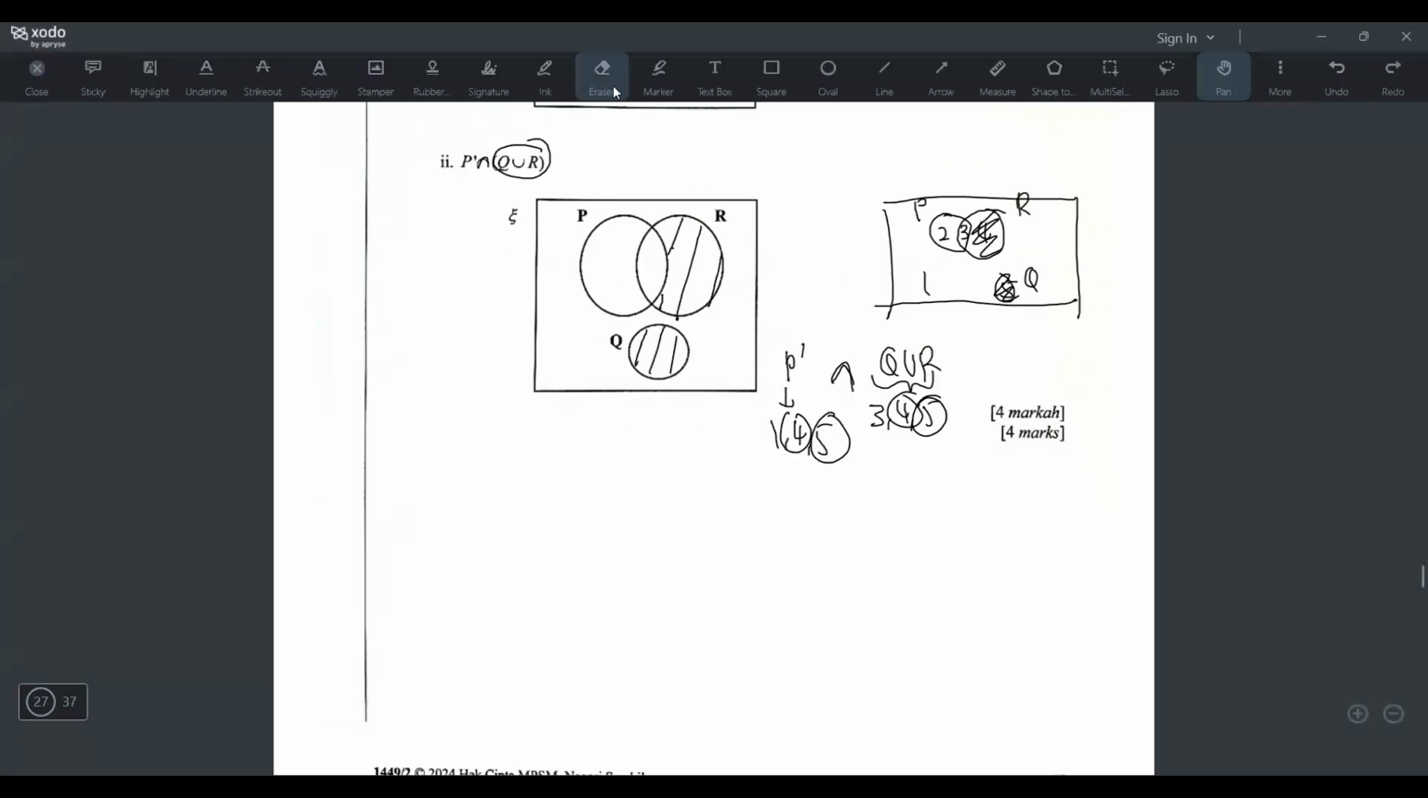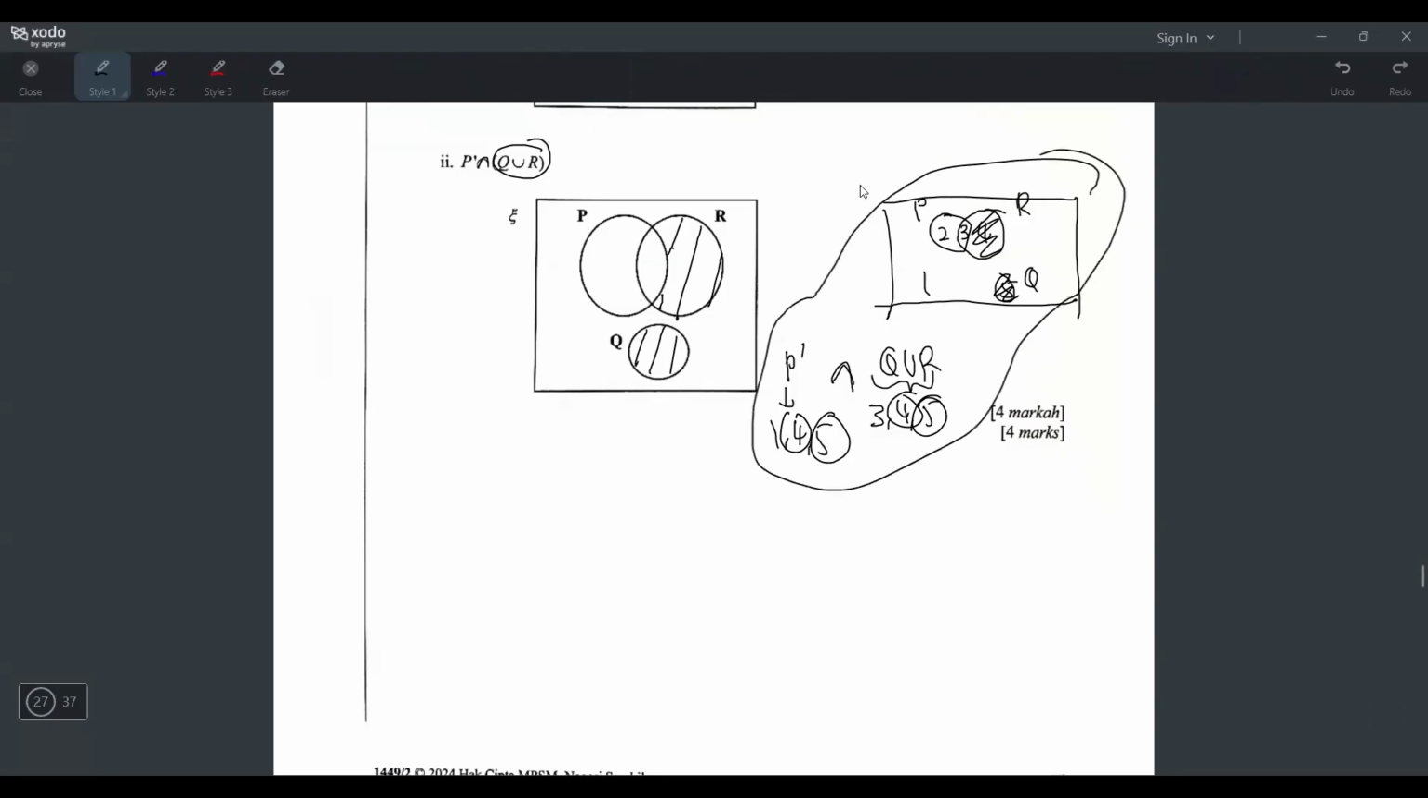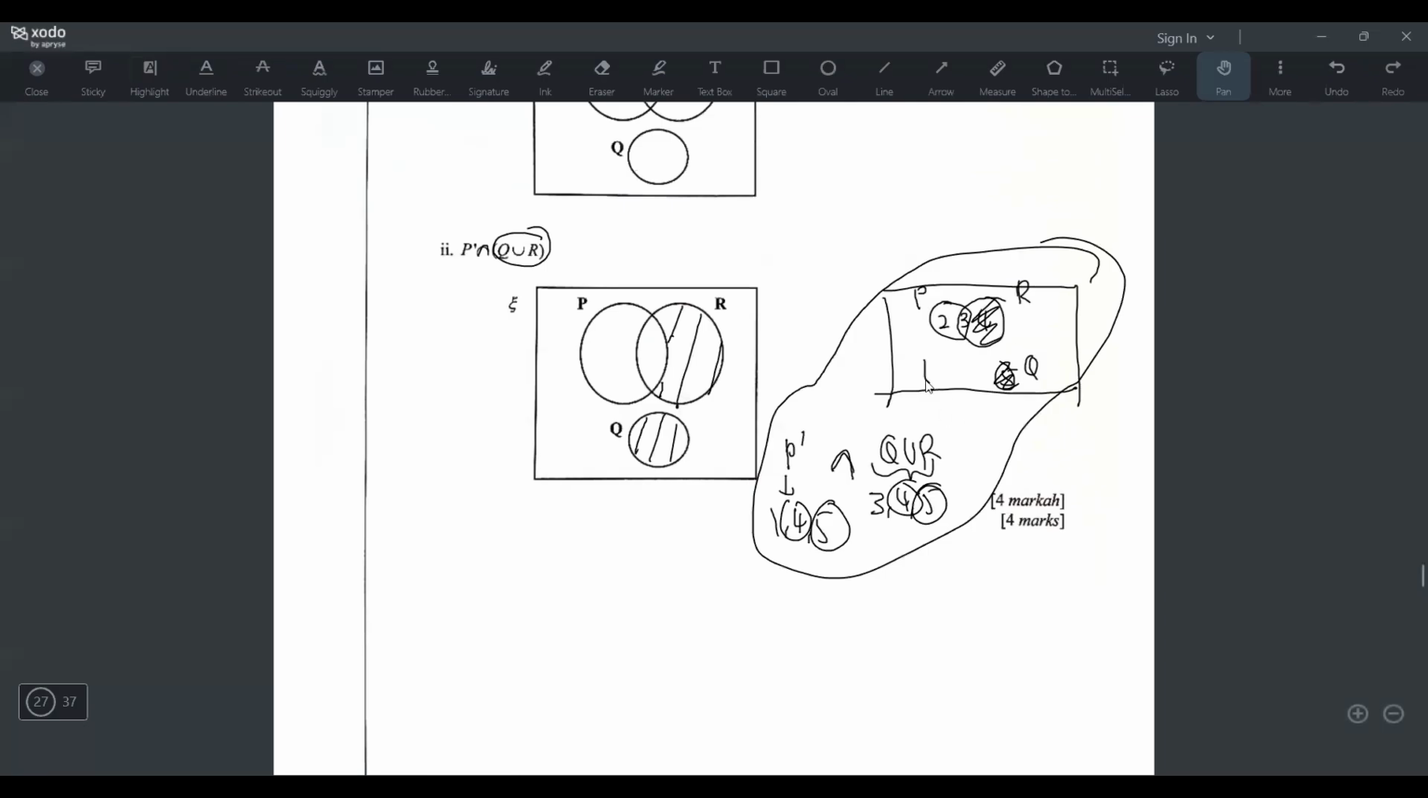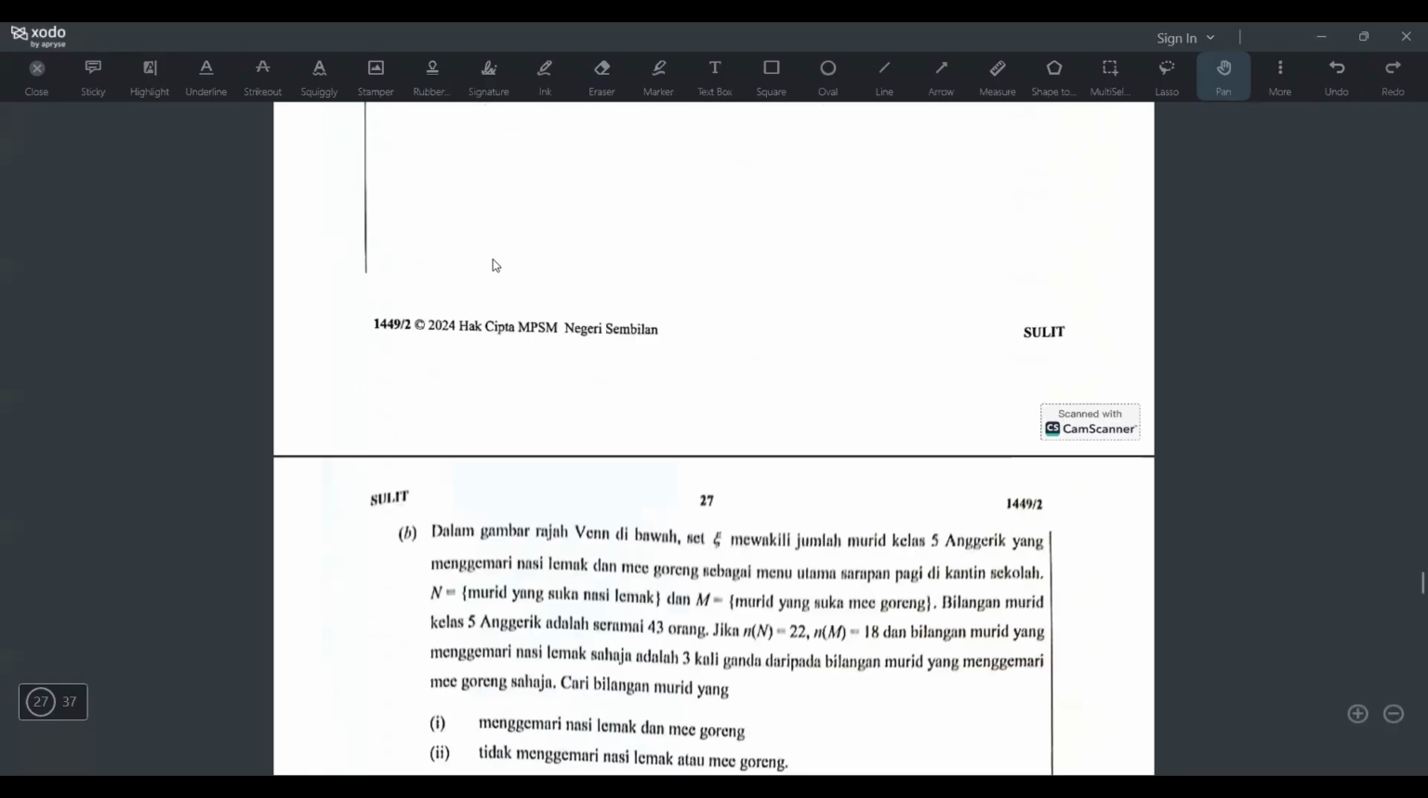And remember, this whole thing you will erase. You don't have to show them this. They just look at your shaded region. That's all. This is just a method or technique to get to the answer. So this working has no marks. Okay, so that's all. Hope you understand.